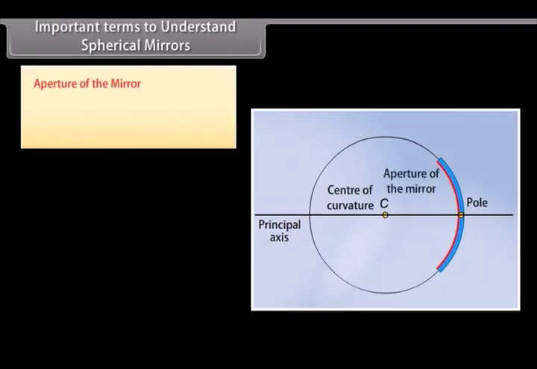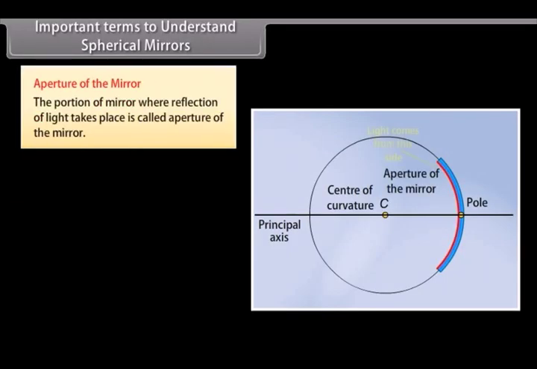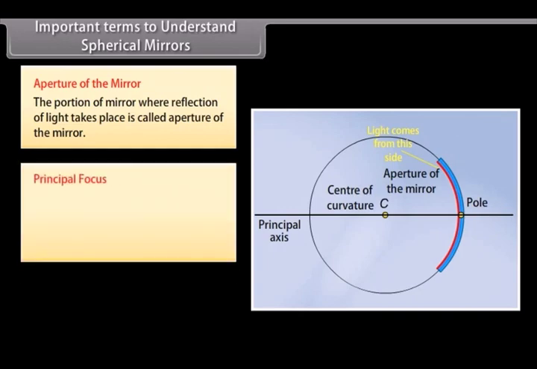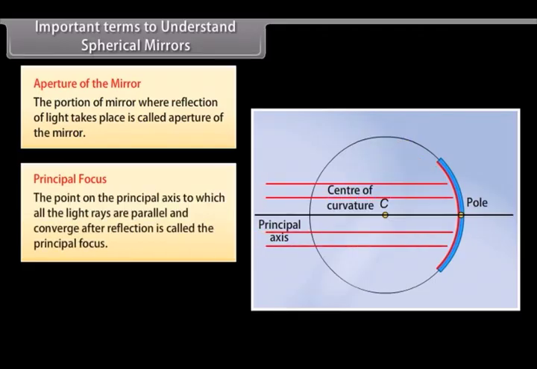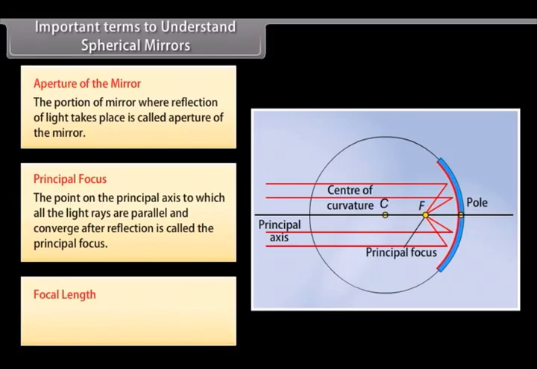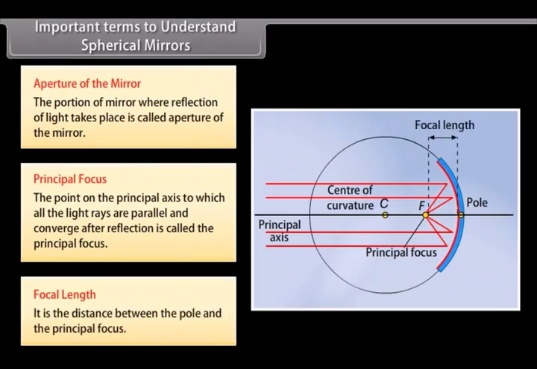Aperture of the mirror: the portion of the mirror where reflection of light takes place is called the aperture of the mirror. Principal focus: the point on the principal axis to which all the light rays parallel to the axis converge after reflection is called the principal focus. Focal length: it is the distance between the pole and the principal focus.